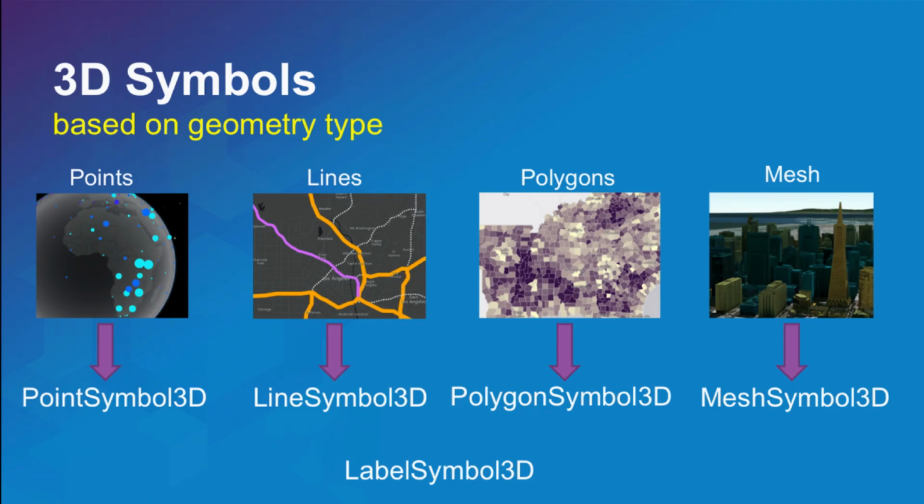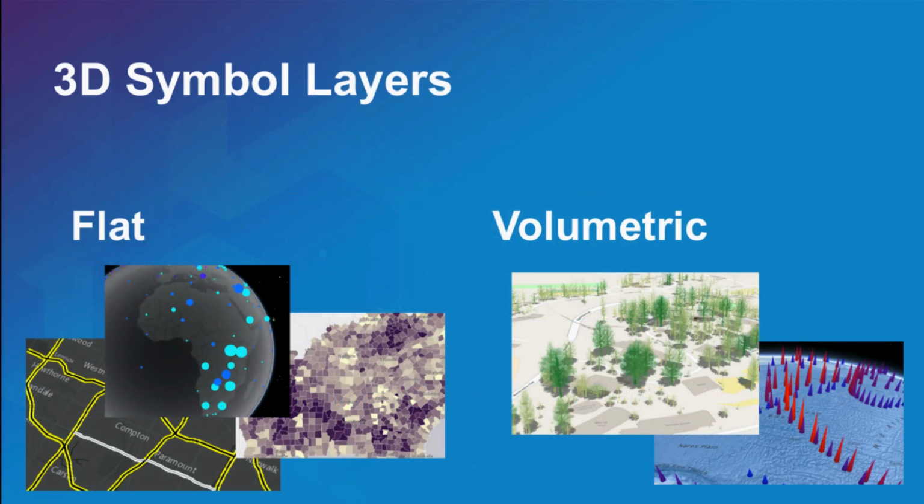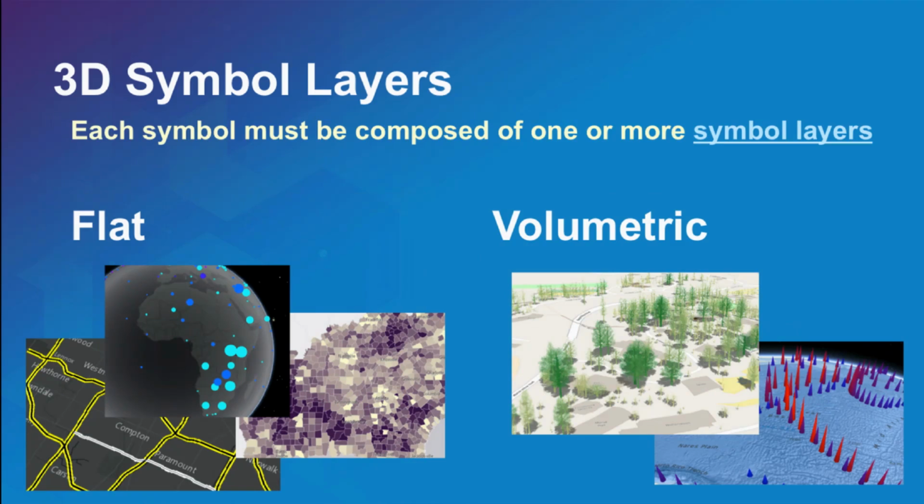But just know that when we talk about the symbol classes, you see them listed there below: point symbol 3D, line symbol 3D, polygon symbol 3D, mesh symbol 3D. Those are named intentionally because it makes it easier for you to know, okay, I have line data, I know that I need to use a line symbol 3D. I can't use any of the other objects out there. So just keep that in mind. That's for consistency. But then we talk about 3D symbol layers, and we group them into two different groups.